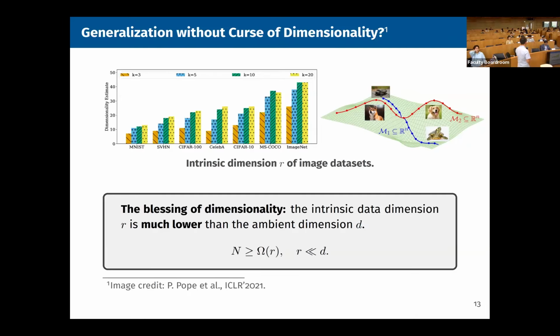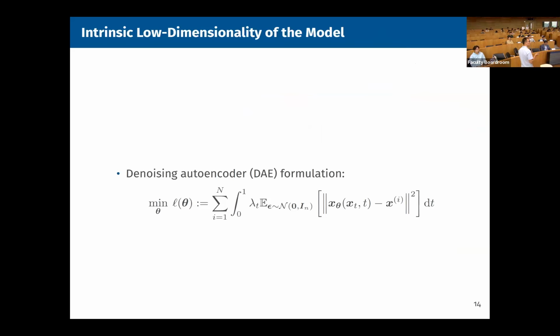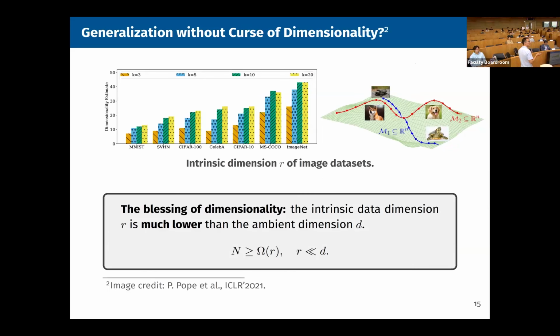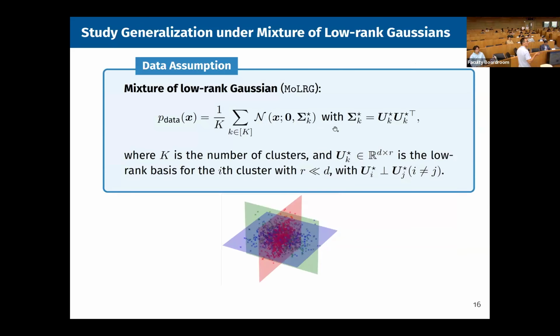However, for image distribution, usually the image data set lies on a union of nonlinear manifolds, which is very hard to characterize. That's why, if we want to study this sample complexity, we want to start with something simple. And this leads us to consider this mixture of low-rank Gaussian distributions.